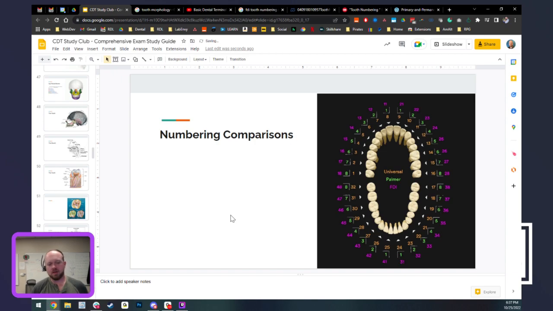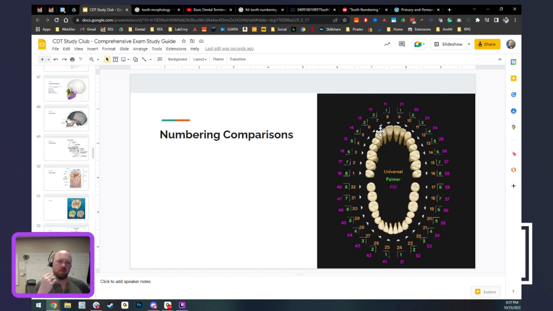So this particular one here has the universal system on the inside in the orange one. So you can see it's 1 through 16 on the top, 17 through 32 on the bottom. But then it also translates to the FDI. So you can see the FDI uses a quadrant method. Your upper right quadrant is quadrant 1, upper left is quadrant 2, lower left is quadrant 3, lower right is quadrant 4. So the teeth up here, starting at the midline, this is 1, 1. My right central would be 1, 1. My right lateral would be 1, 2.